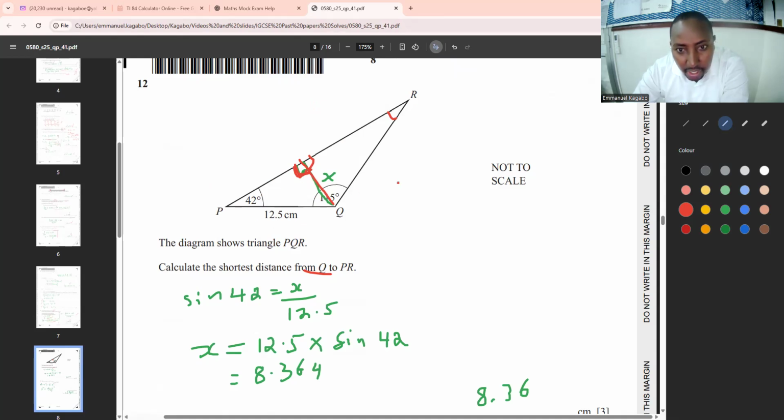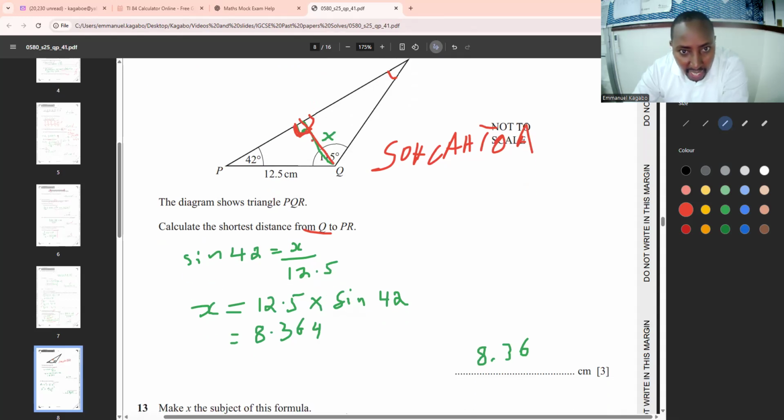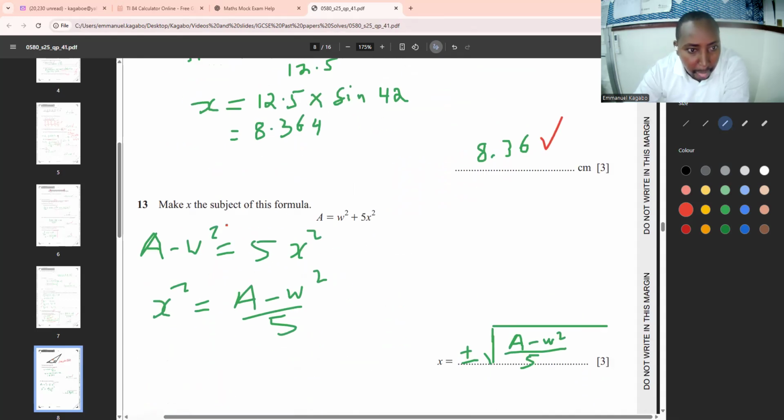hypotenuse. That's sine, right? SOH CAH TOA, guys, okay? So if you follow SOH CAH TOA, it's going to be opposite over hypotenuse. It's going to be sine equals to that, cross multiply. That is the shortest distance, and it's in centimeters, and it's given. Very good. Make x the subject for this one, okay?